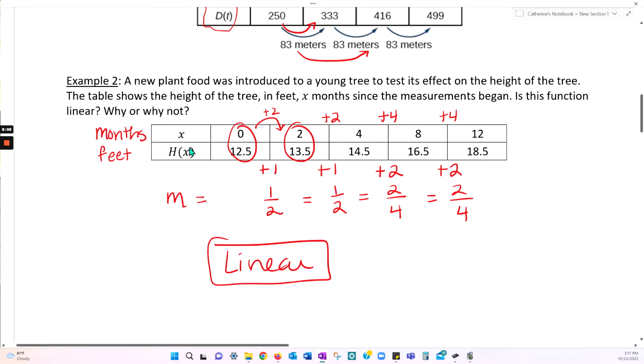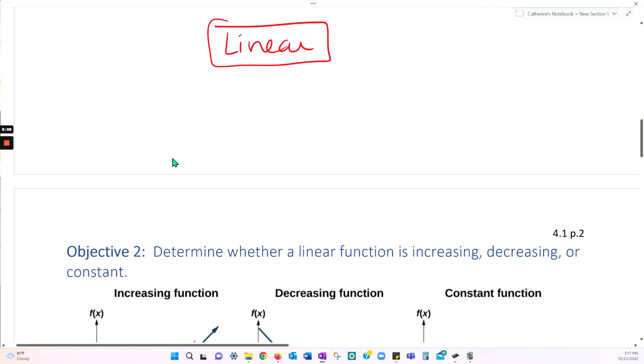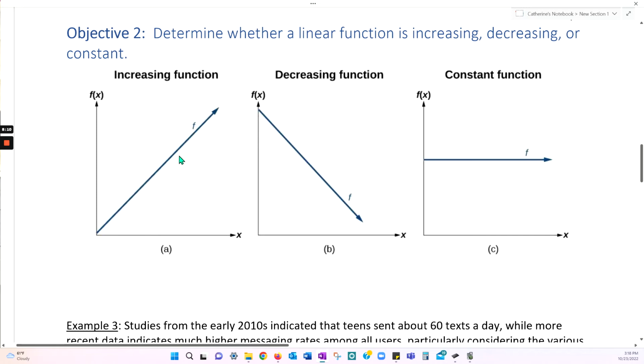Okay, so let's look at second objective. Determine whether a linear function is increasing, decreasing, or constant. So a linear function is going to be always one or the other. It's always increasing, always decreasing, or always constant because it's a straight line, right? It's not something curvy that can change. That's kind of why it's called linear.